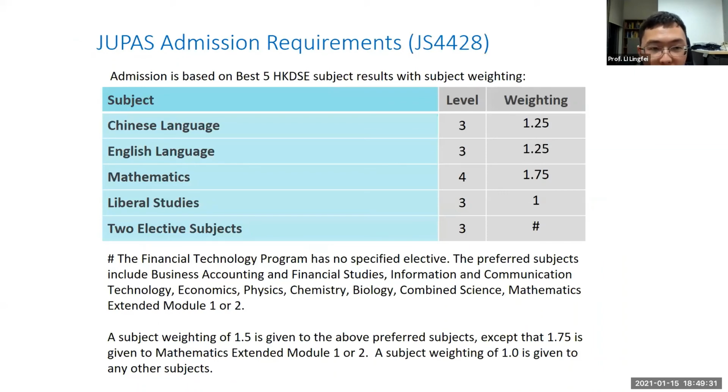On this slide, I just want to show you the JUPAS admission requirements. We have requirements on several subjects. The minimum level for math is 4, for the others is 3. Why do we emphasize math? Because it is really important for us. And we also put a higher weight on math, 1.75. For the electives, we prefer BAFS, economics, ICT, those science subjects, and also M1 and M2. For M1 and M2, we are going to assign the highest weight, which is 1.75. For the other preferred subjects, the weight would be 1.5.